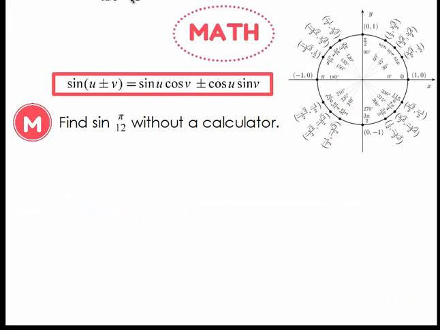So the first thing we're going to do is take pi 12ths and convert it from radians to degrees. So we take pi 12ths and we're going to multiply it by 180 over pi. This is the way we get rid of radians. The pi's cancel out. We get 180 over 12, which reduces to 15 degrees.